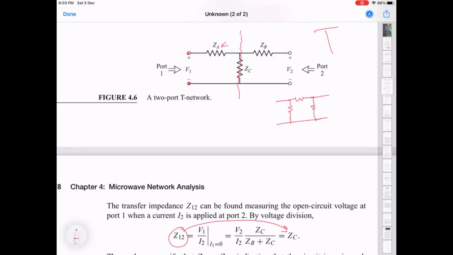Now, the particular circuit we are going to look into a little bit more detail, and now I'll move to Microwave Office. I'm going to stop sharing this now.